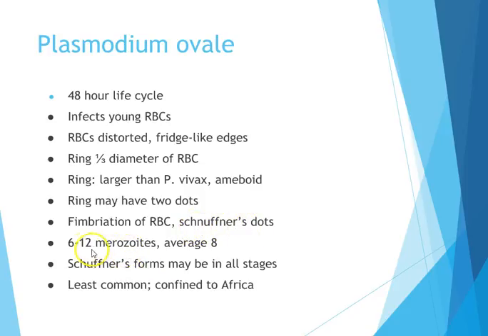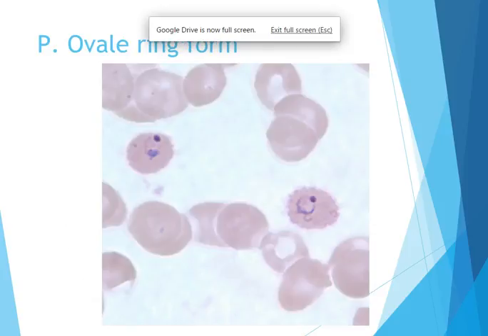In the schizont, it can have 6 to 12, which is a lot less than vivax. Vivax has 12 to 24. And ovale averages 8. The Schüffner's forms can be found in all stages. This is least common of all of them, and it's confined to Africa.